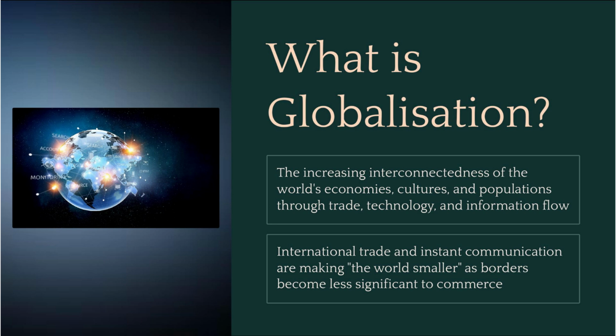Now, let's zoom out. We aren't just local markets anymore. We are living in the era of globalization. What is it? It's the increasing interconnectedness of the world's economies, cultures, and populations. It happens through three main channels: trade, technology, and information flow. You might have heard the phrase, "the world is getting smaller." That's what this means. International trade and instant communication have made borders much less significant to commerce. A designer in London can send a file to a factory in Shenzhen and have it shipped to New York in days. The physical distance hasn't changed, but the economic distance has collapsed.